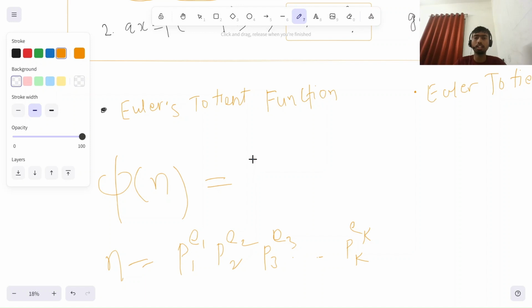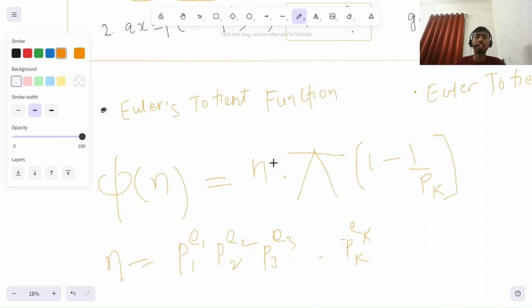It is n multiplied by the product, you already know this notation, it is for series multiplication, of 1 minus 1 divided by p of i, where i goes from 1 to k over all the prime factors of n. This is the value of phi n.